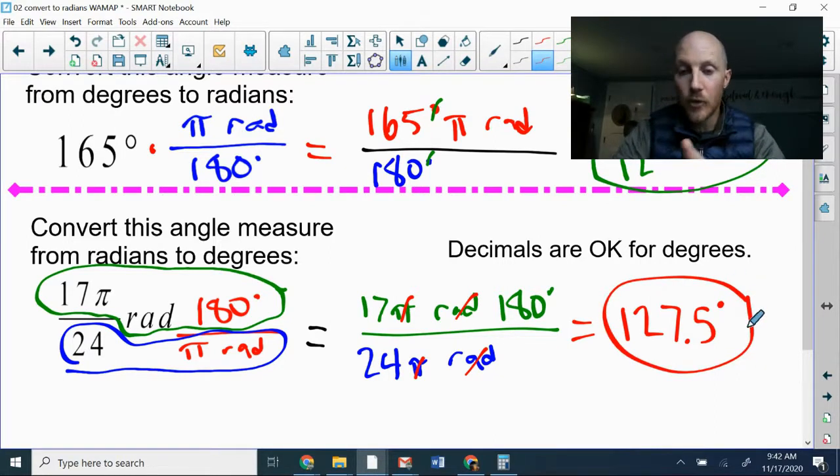All right. Hey, so just as a word of warning, when you're entering answers into WAMAP, do not type the units, just numbers. So if I was going to enter this into WAMAP, this would be 127.5. Don't type degrees. For the previous answer, if I was going to type this into WAMAP, don't type radians. That is the unit. Do include pi. Pi is not part of the unit. It is actually part of the number. So you would need to type 11 twelfths pi or 11 pi over 12. You can type it either way.